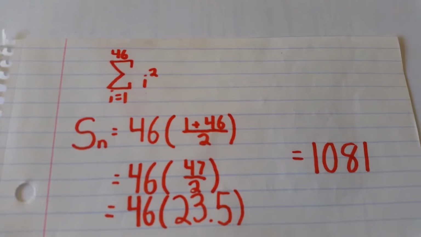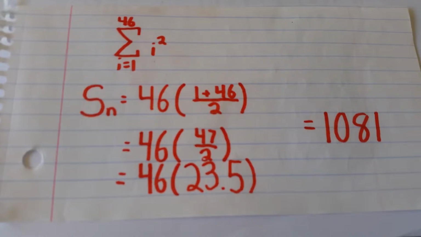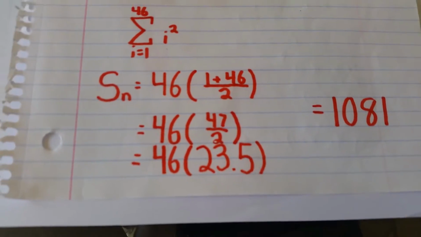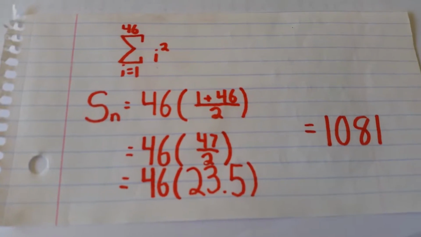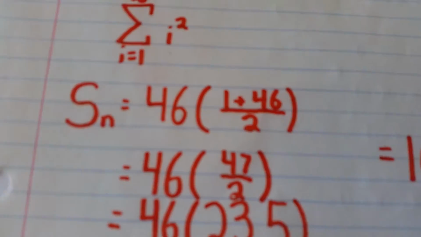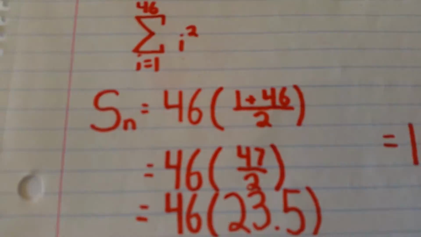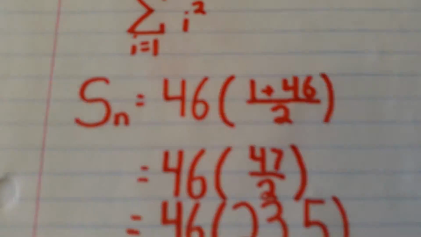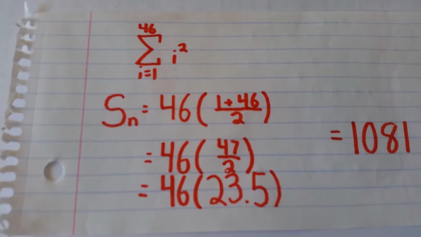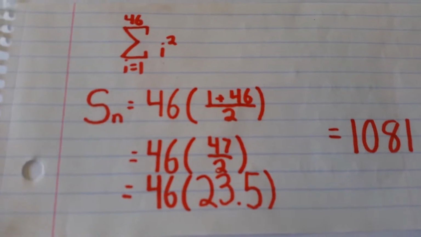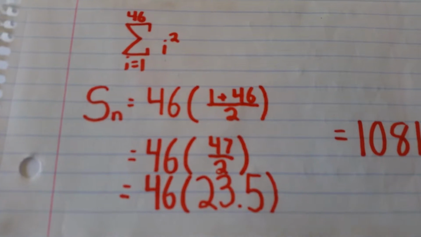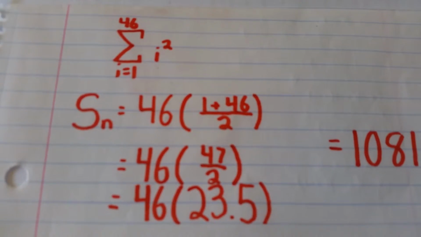Okay, so an example of finding a sum for a summation notation, we use the formula for arithmetic series. So S of n equals 46, and then in parentheses 1 plus 46 all over 2.